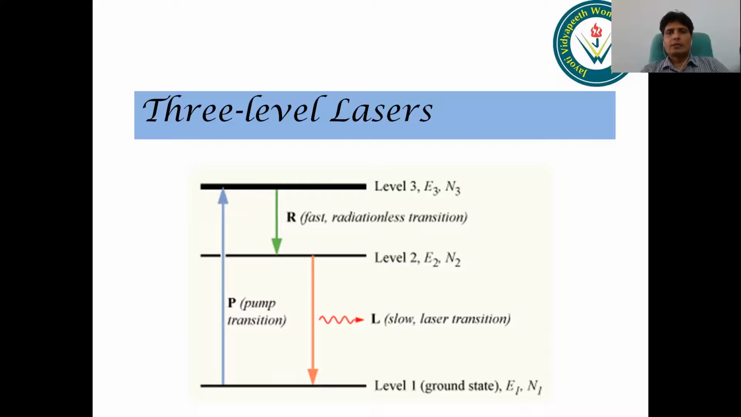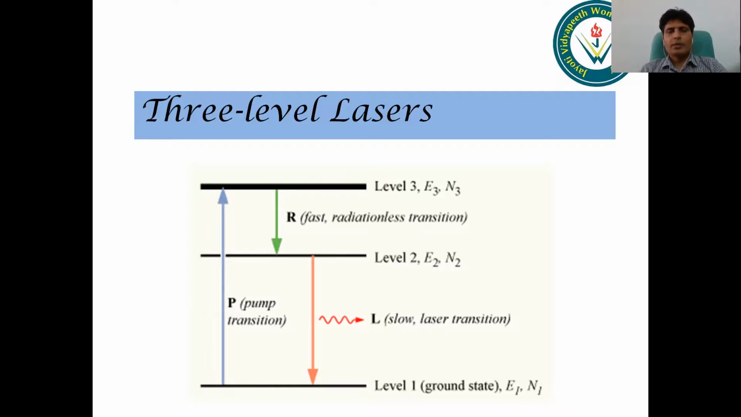These E1 and E2 are the excitation energies of these two states. For an ordinary conventional source of light, the energy of the excited state is greater than the energy of the ground state, so E2 is greater than E1, and usually the number of atoms in the ground state, N1, is greater than the number of atoms in the excited state. So N1 is greater than N2.